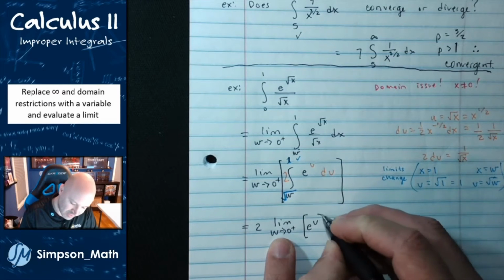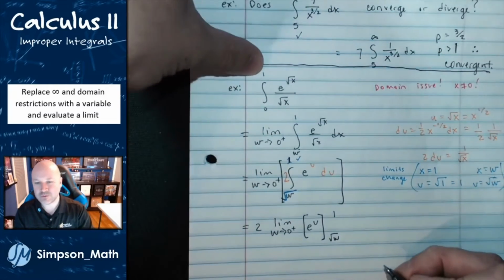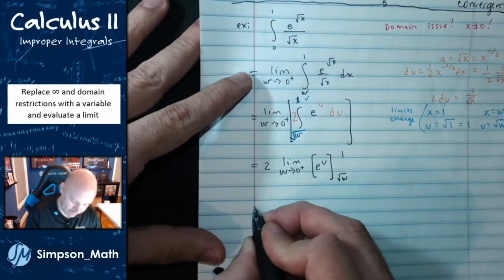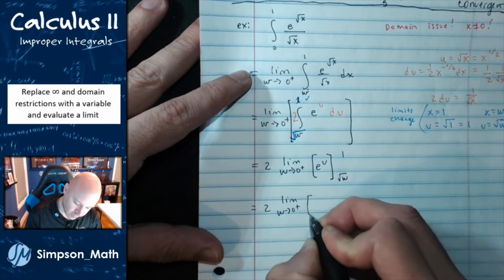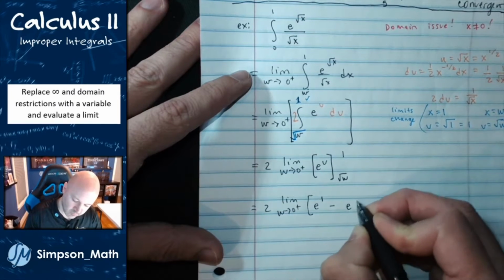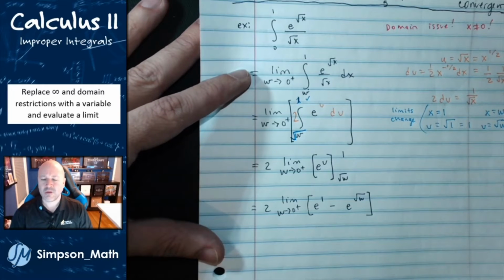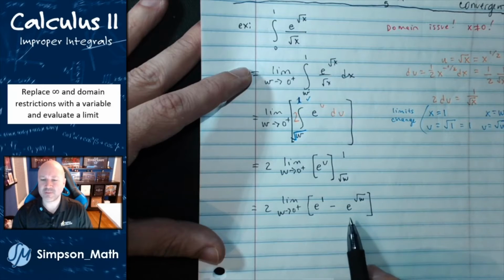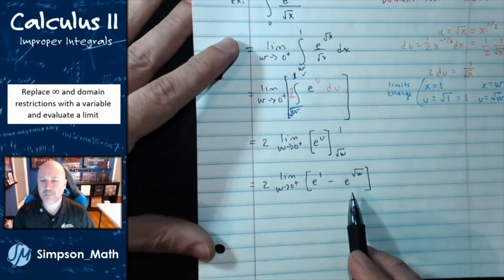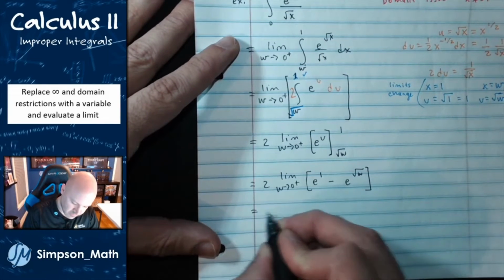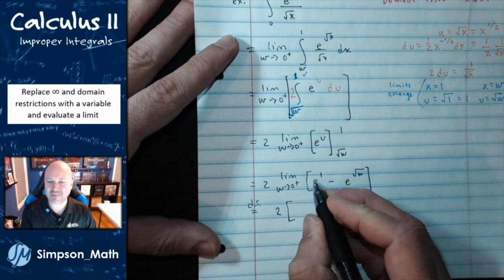But I do need to evaluate that from the square root of w to 1. So I will do just that. Okay, I've integrated, I've simplified as much as possible. E to the 1 is simply e. Now I'm ready for direct substitution. The limit is gone because I'm evaluating it.